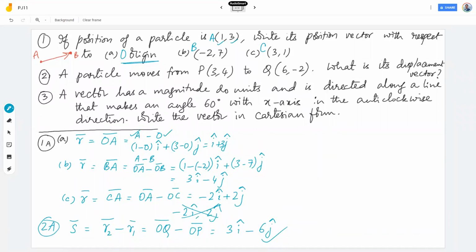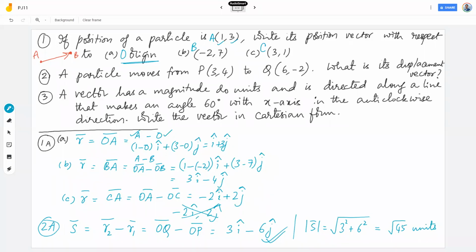Sometimes a question may ask, what is its displacement, instead of saying vector. Displacement would be the magnitude of the displacement vector. So what is the magnitude of 3 I cap minus 6 j cap? Root of 3 square plus 6 square. Sir, minus 6 is there. Minus 6 whole square and plus 6 square are both the same, because when you square something, minus becomes positive. So the square root of 3 square plus 6 square is root 45 units.